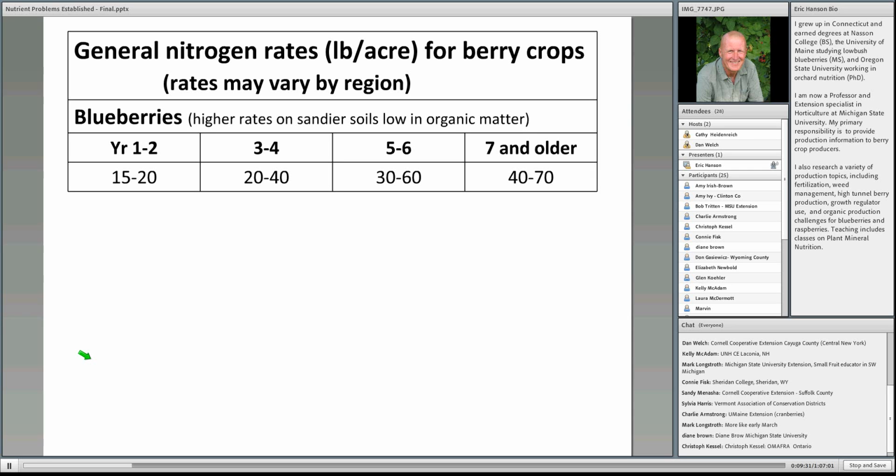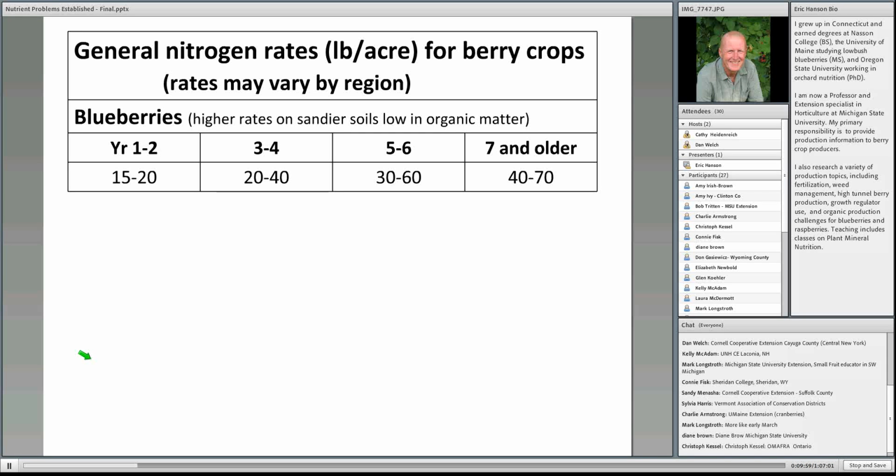Nitrogen rates. So applying the proper rate is important as far as optimizing the efficiency of nitrogen use by any crop. So if you apply more than the crop needs, you're going to have a lower use efficiency, and you may cause other problems as well. So rates vary from state to state and region to region, and certainly due to different soil types.